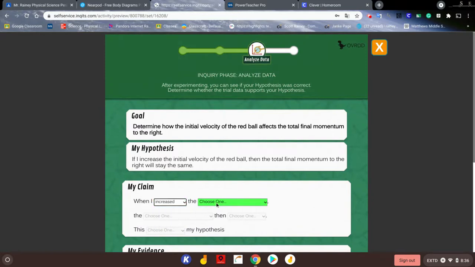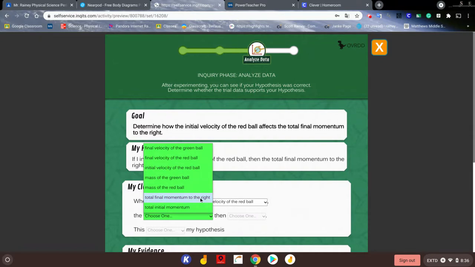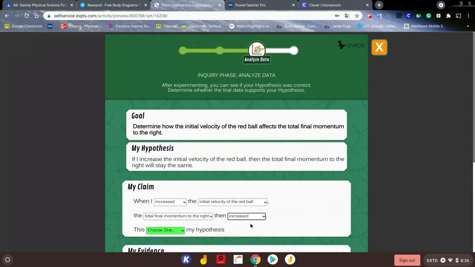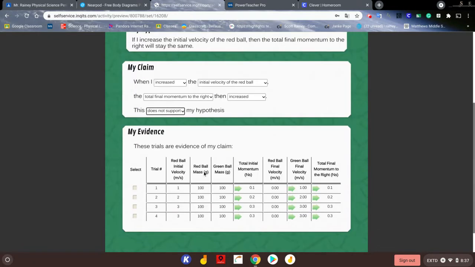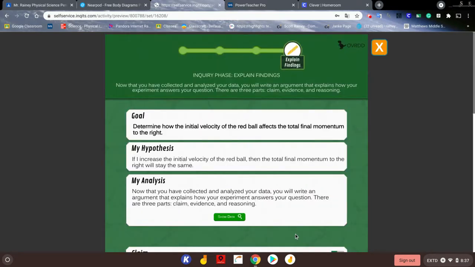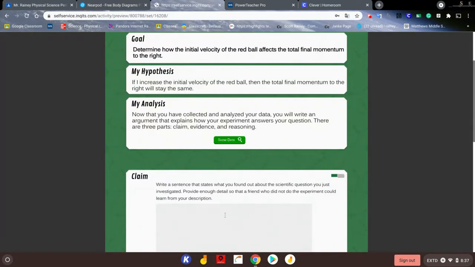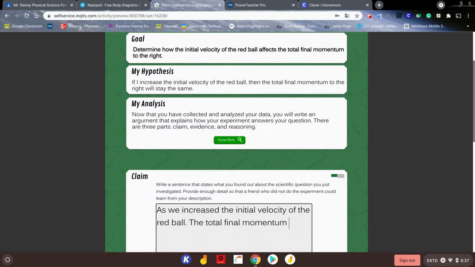Now, when I increase the initial velocity of the red ball, the total final momentum to the right actually increased. This does not support my hypothesis because my hypothesis was wrong. That's okay. Now I just want to use the first three because the last one was an error. What did I find out? I found out as we increased the initial velocity of the red ball, the total final momentum increased.